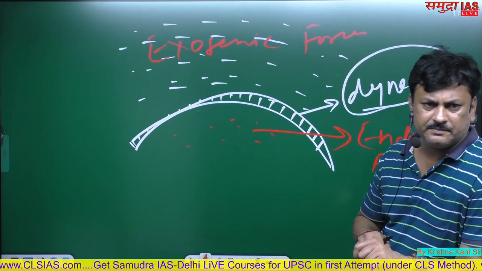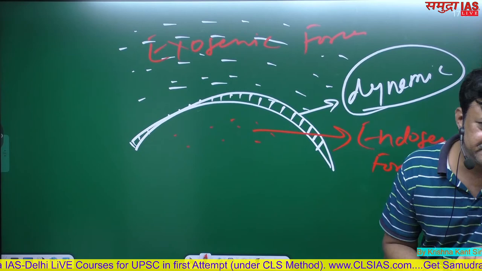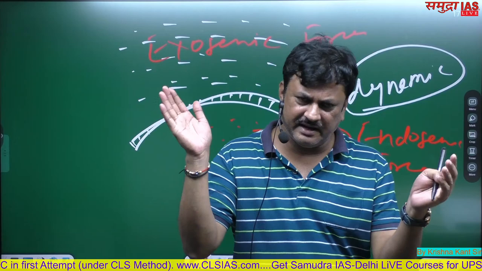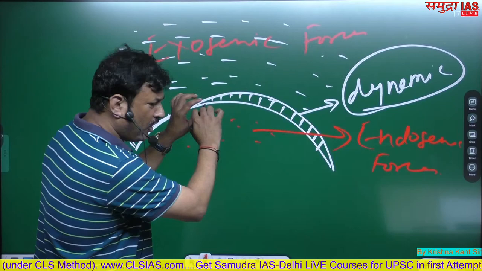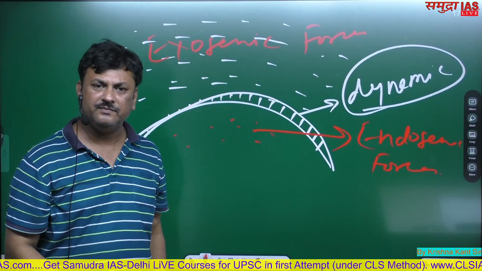So our earth crust is witnessing two types of force: endogenic forces and exogenic forces. And because of these two forces, the crustal part of the earth is getting affected, and different types of formations are taking place on the crustal part. So this entire process is called geomorphic processes.